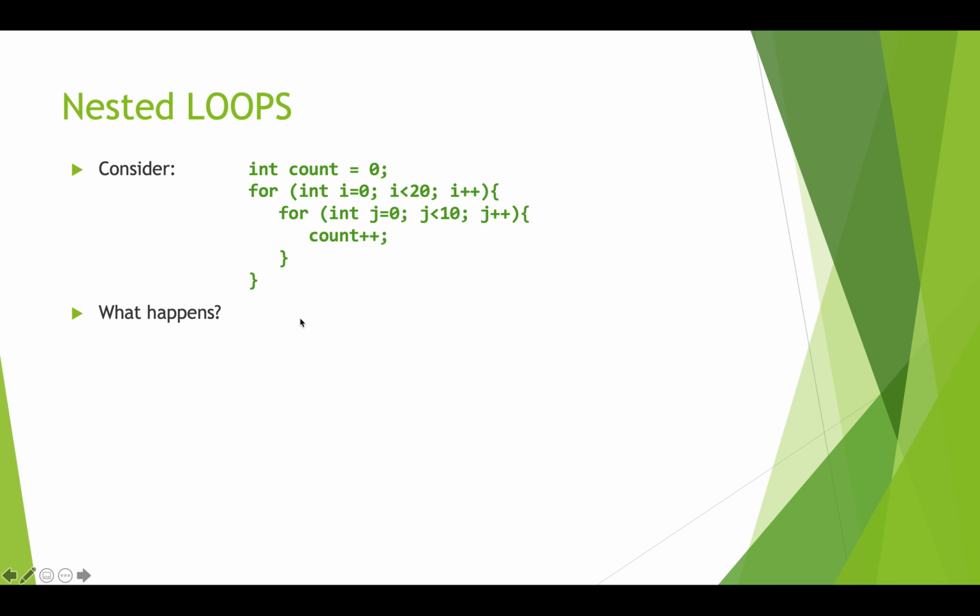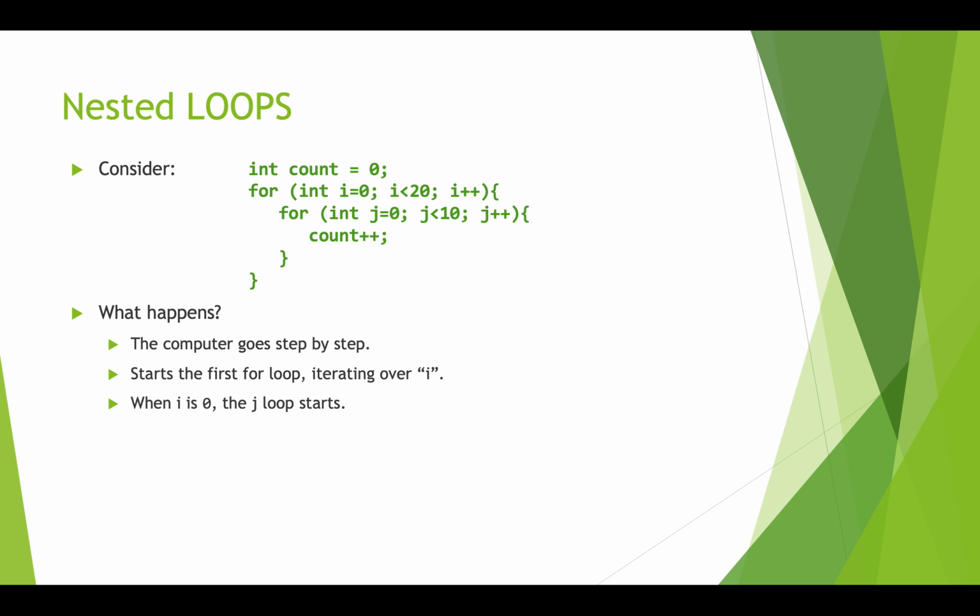So what happens with this loop when we run it? The computer goes step by step. We're going to start with the first loop, and i will be 0. And while i is 0, we're going to iterate through the inner loop. So i is 0, the j loop starts, j is 0, but j just goes through all its different values from 0 up to 10, and increases count each time. Then we're done with the inner loop, and so we come back up and iterate on the outer loop, and i will then become 1. And then we're going to repeat this whole process.